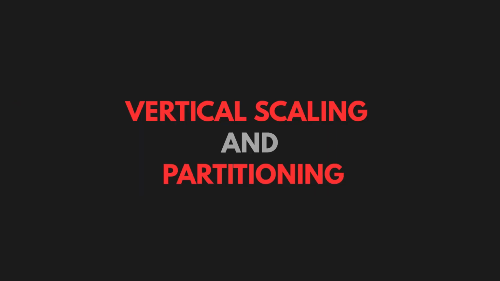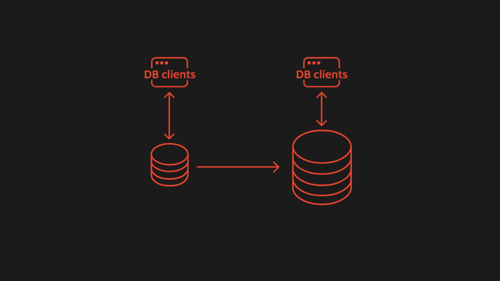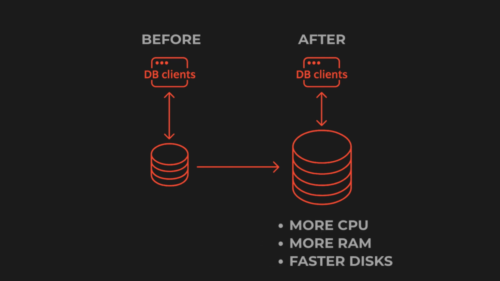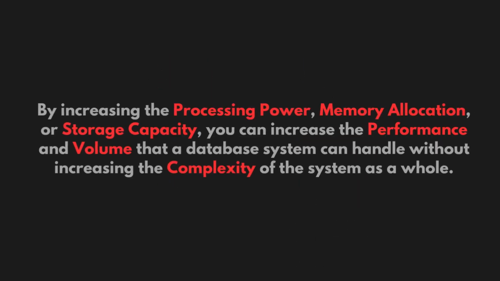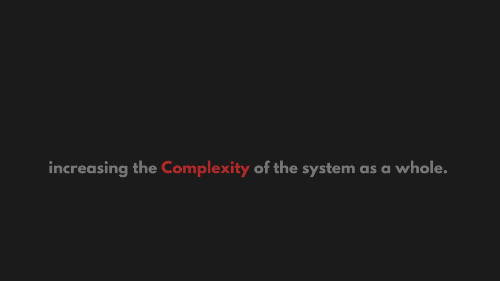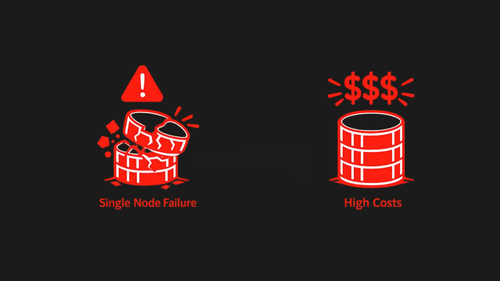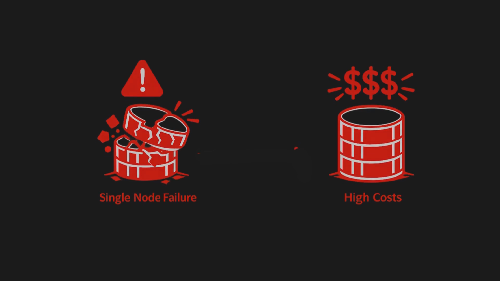Now, as an application and user count grows, so will the size of the database. One option would be to simply upscale vertically. That is more CPU, more RAM, faster disks. It's the fastest way to get immediate capacity for CPU-bound or memory-bound workloads. And it keeps architecture simple because you don't change application logic. But vertical scale is simply not feasible because of single node failure risk and the sheer expense at high tiers.